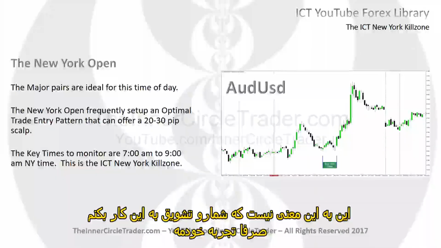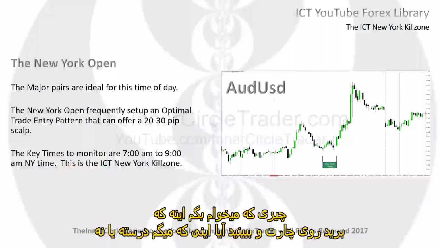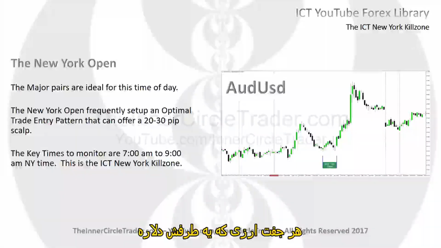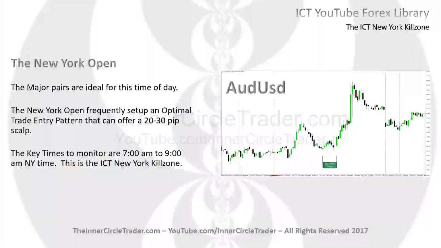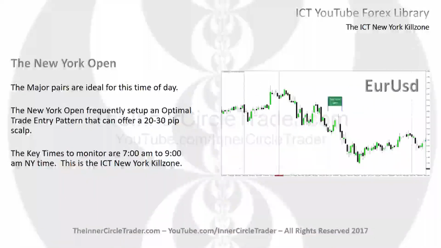That's my experience speaking. It's not an invitation, again, for you to go in doing it. What I'm trying to encourage you to do is go through the charts and see if what I'm saying isn't exactly what you see. Every single dollar-based cross will give you a setup between 7 a.m. and 9 a.m. New York time. It's the easiest time to trade because we have the luxury of having London overlap and New York.